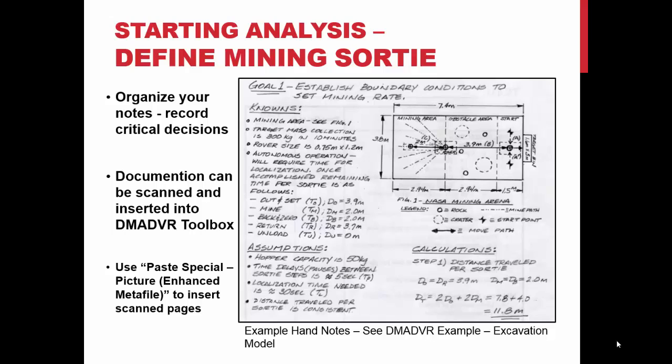Key thing when putting in documentation in the Demandver toolbox, when scanning a document, save it as a PNG or a PDF or a JPEG drawing, not a bitmap, and then use the paste special picture enhanced metafile command in order to insert those scan pages into your Excel toolbox. The main reason for doing this is that if you just simply copy and paste, it's going to paste it in as a bitmap, and then the file size of your Excel file will become huge and it'll be ungainly to open, and it will be too large to email to others.